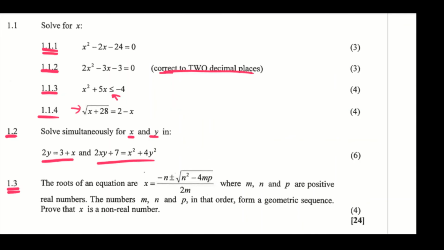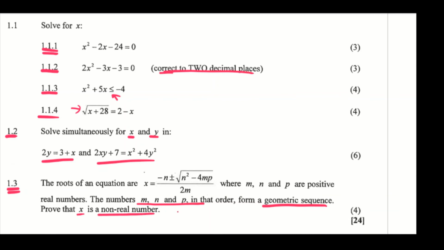We're going to do 1.3, where we are told that the roots of an equation are x equal to minus n plus or minus the root of n squared minus 4mp, divided by 2m, where m, n, and p are positive real numbers. The numbers m, n, and p in that order form a geometric sequence. So this is very important to note. These numbers form a geometric sequence, right? Prove that x is a non-real number.